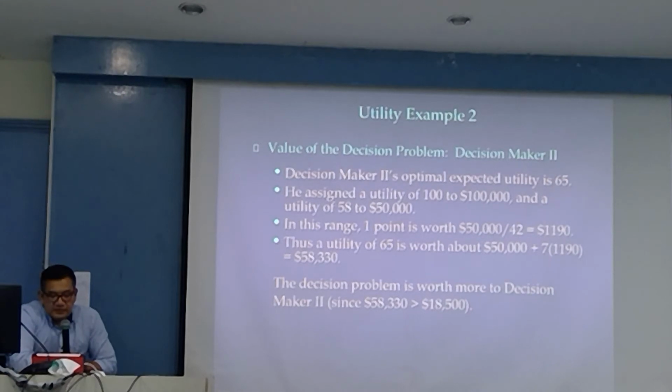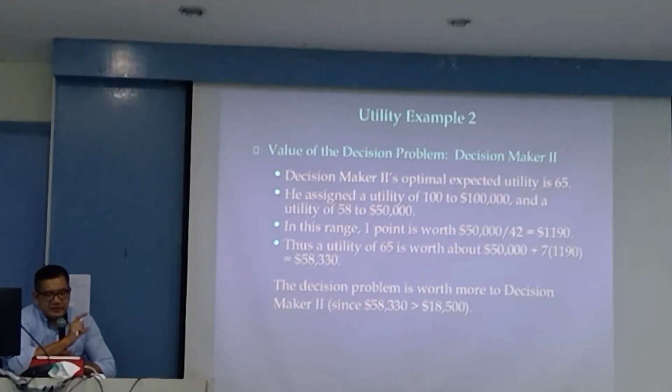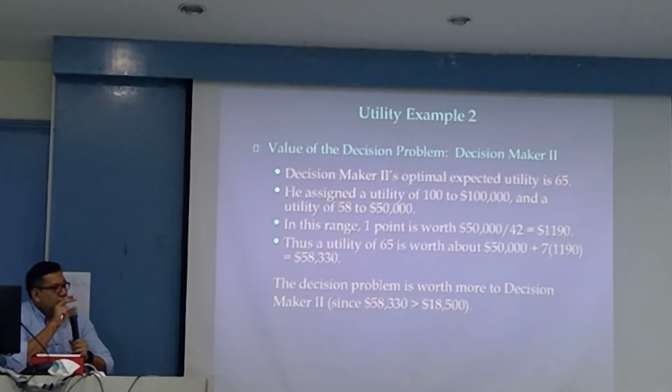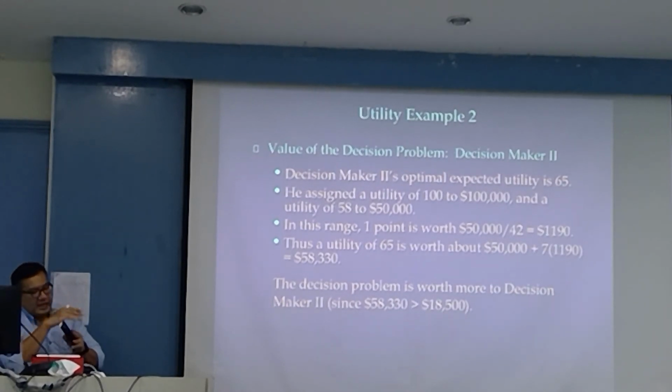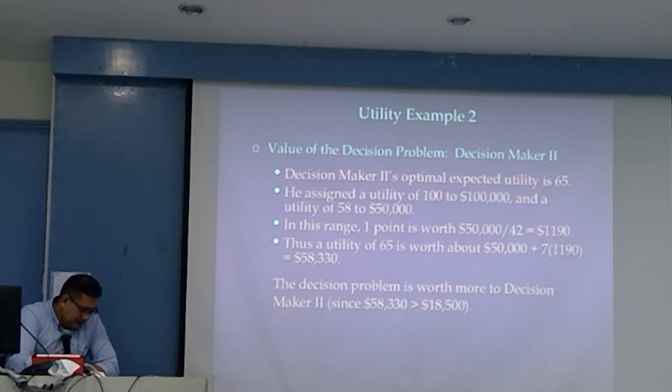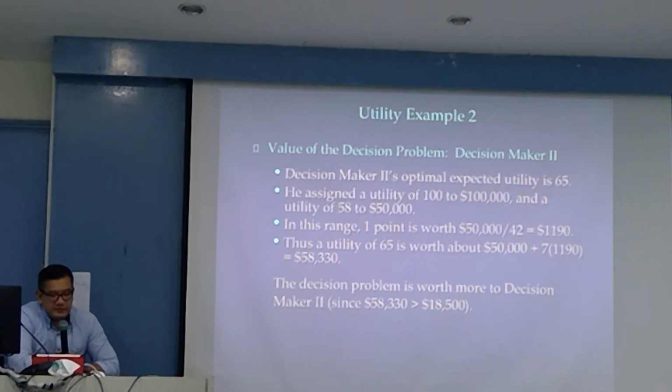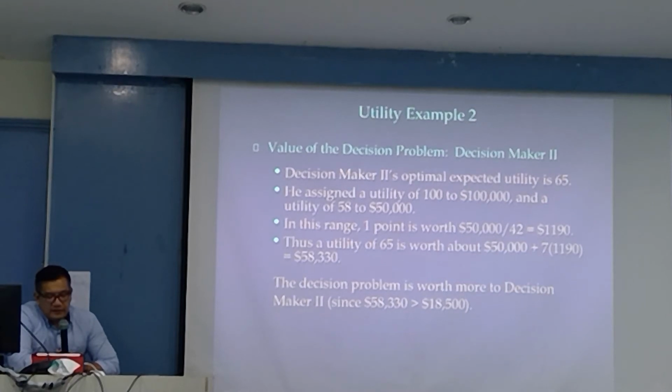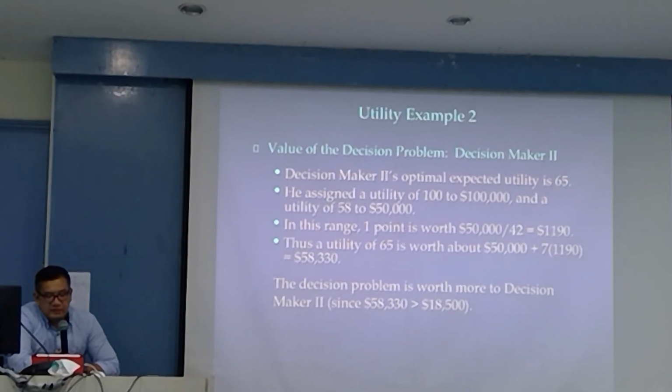Okay, 65. So this means that between 58 and 100, the difference or the gap between the utility values is 42. And the gap of the money value between those utility values is 50,000. So then we use 50,000 divided by 42, so we have 1,190. It means that every 1 point of decision maker 2's utility value is equal to $1,190.